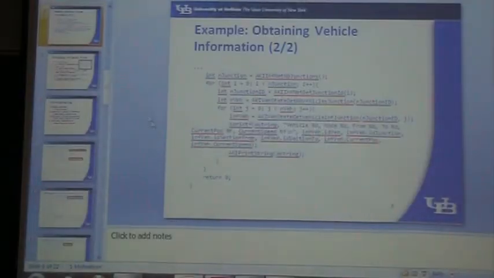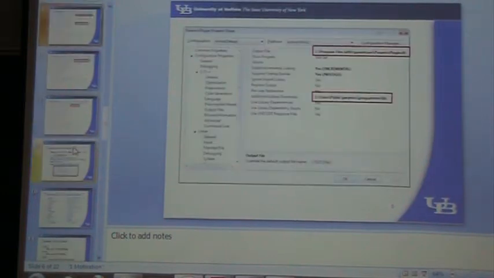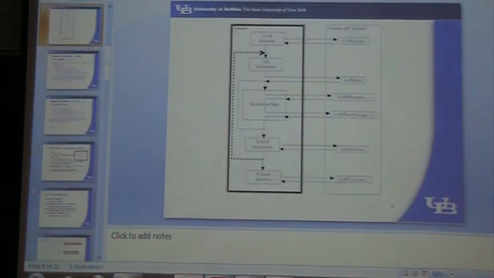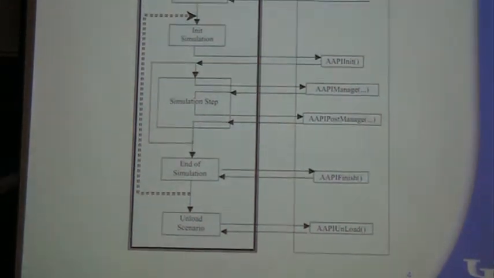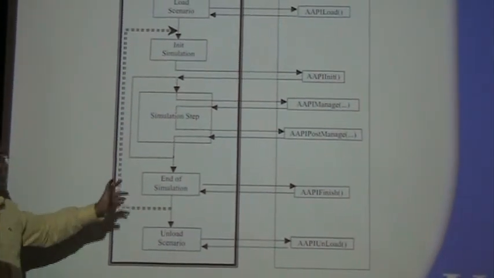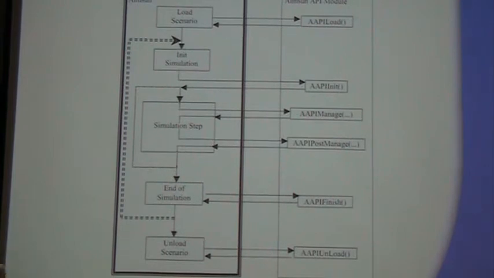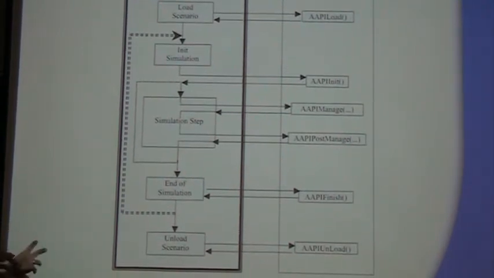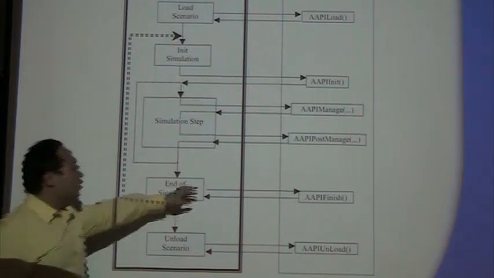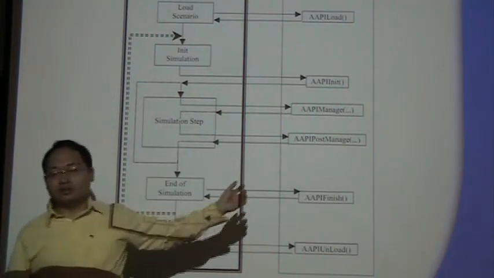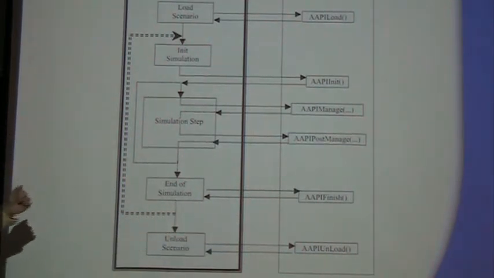If I were to review this, the most important thing is this figure. So you probably have to think about when your code will be executed. For example, if you want to control the vehicle at every simulation step, you probably want to change this post-manage function or the manage function. If you want to do something in the beginning of the simulation, you want to override this function. Similarly, if you want to do something after the simulation, you use this function.